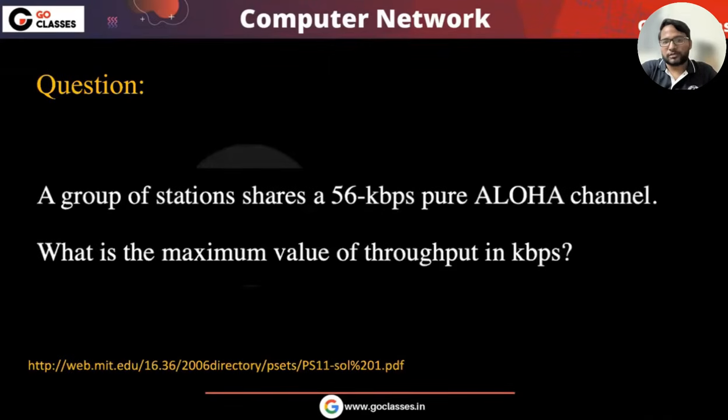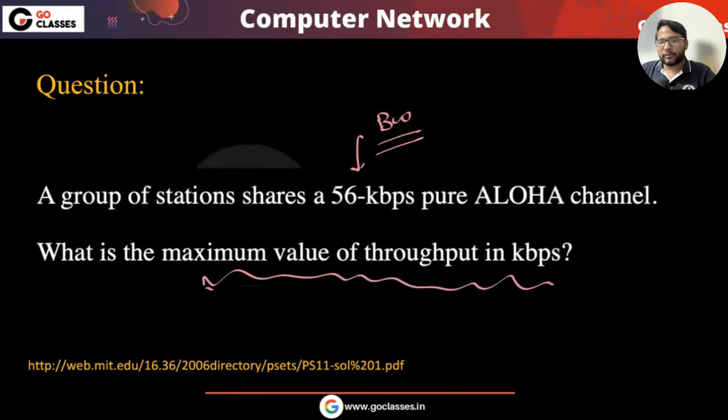Now let's solve these questions. Now just forget about everything that we have seen. Don't worry, with the questions, things will be easy. Let's just solve the questions directly now. So what they're saying: a group of stations share a 56 kbps pure Aloha channel. What is the maximum value of throughput in kbps? So the bandwidth given to you is 56 kbps. Now they're asking what is the maximum throughput that you can get in kbps?